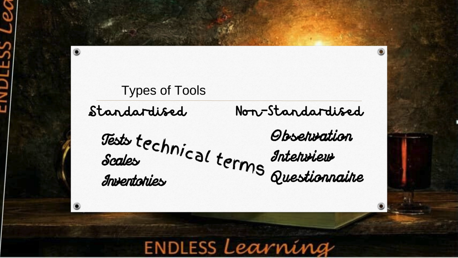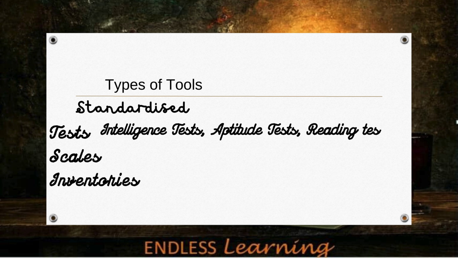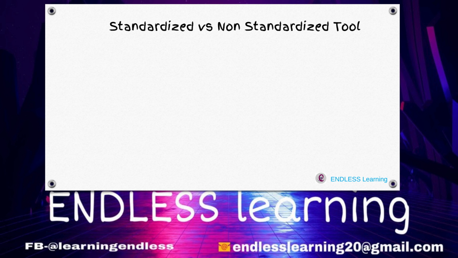Remember it, right? There are different types of tests, like the intelligence test, aptitude tests, reading tests, and some reasoning tests also. There are different types of scales also, like the scientific attitude scale, teachers attitude scale, teachers efficacy scale, and the self-confidence scale. We also have inventories, like the interest inventory, the vocational interest inventory, and so on. Let's differentiate between the standardized and non-standardized tools.